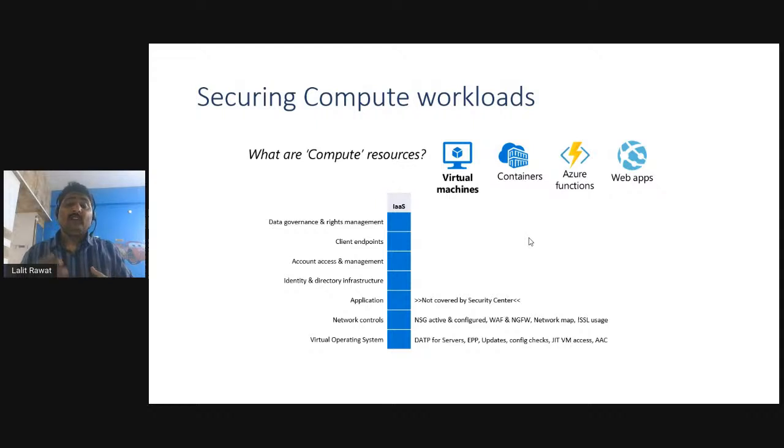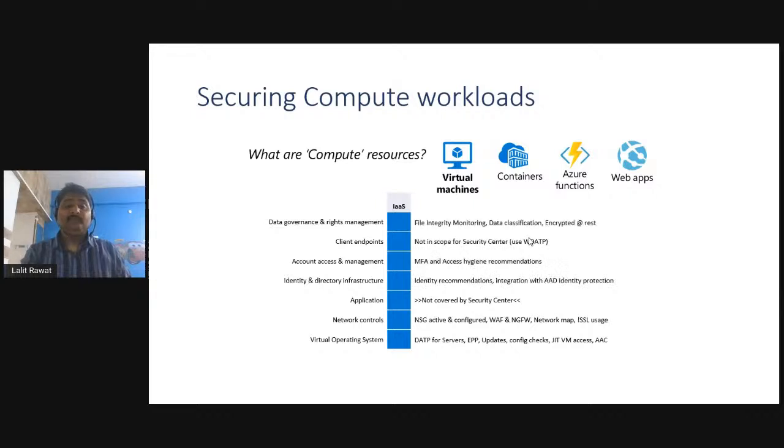Apart from that, it also helps with brute force attacks. You can have your configuration checks, like in terms of network control, NSG, you can configure the WAF, SSL usage, and so many other things, right? And in data governance, there's file integrity, data classification, and encryption at rest with the Cloud Defender. These are the features that are there.